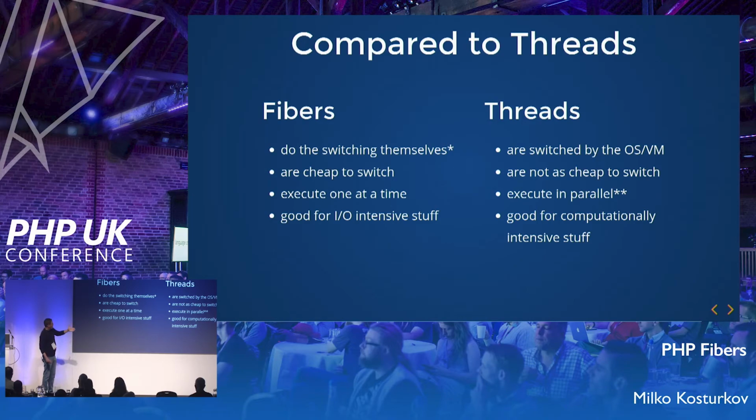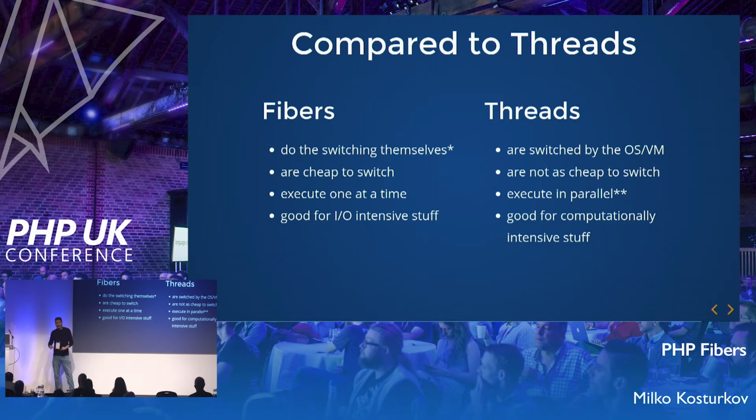Fibers are cheaper to switch than threads. Quite frankly, I don't know why, but this is the case. Fibers execute one at a time. So when a fiber executes, this is the only thing that executes until it returns control to something else, to a higher level fiber. Nothing gets executed in parallel.